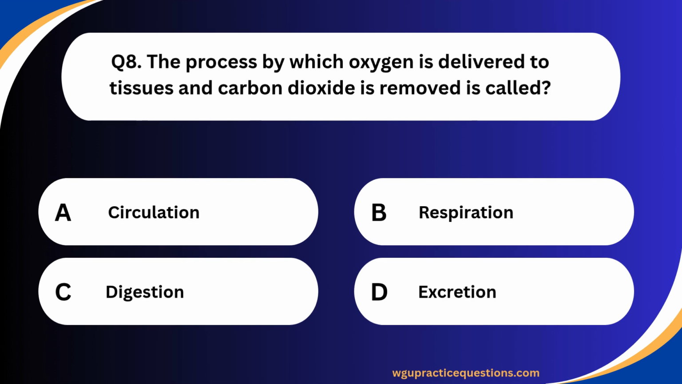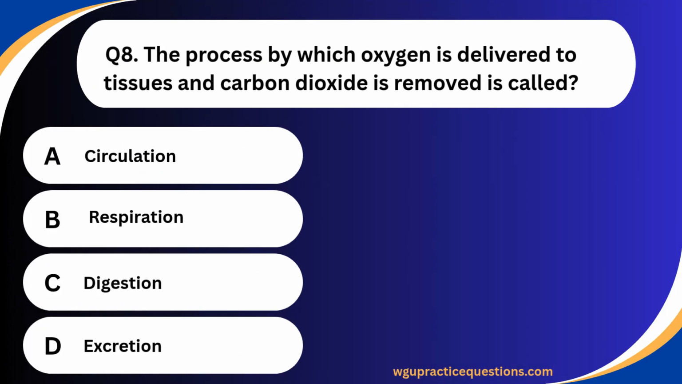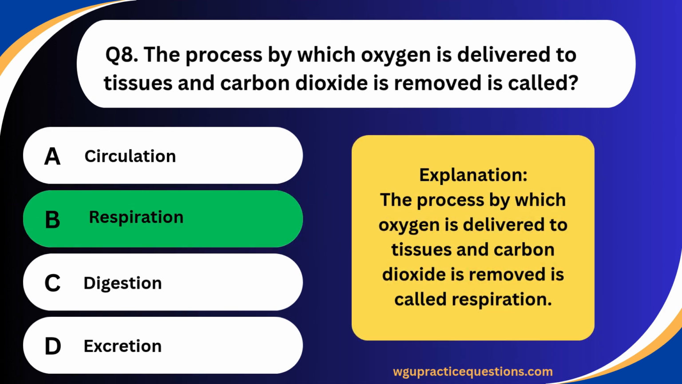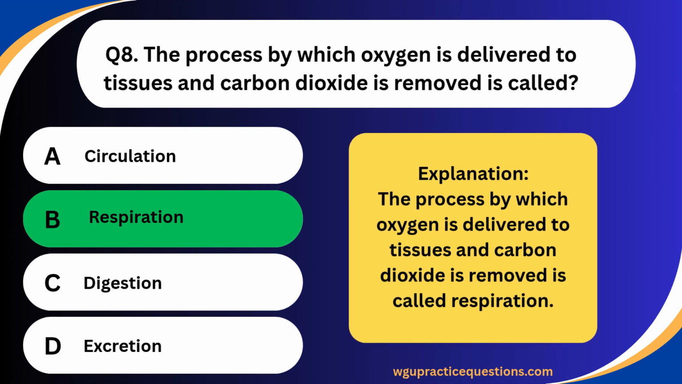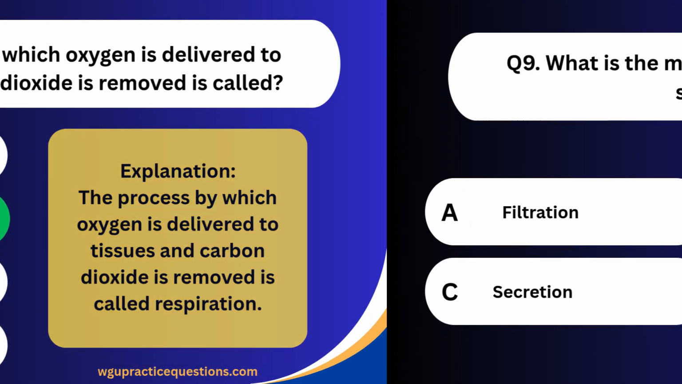Question 8. The process by which oxygen is delivered to tissues and carbon dioxide is removed is called A. Circulation. B. Respiration. C. Digestion. D. Excretion. Which one is the correct answer? The correct answer is B. Respiration. Explanation. The process by which oxygen is delivered to tissues and carbon dioxide is removed is called respiration.